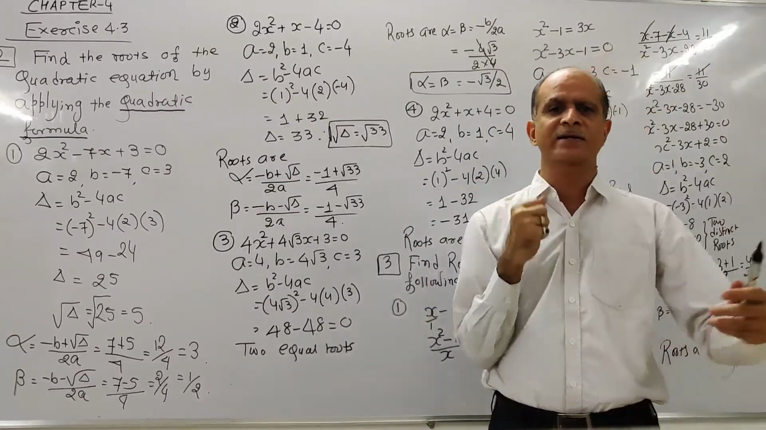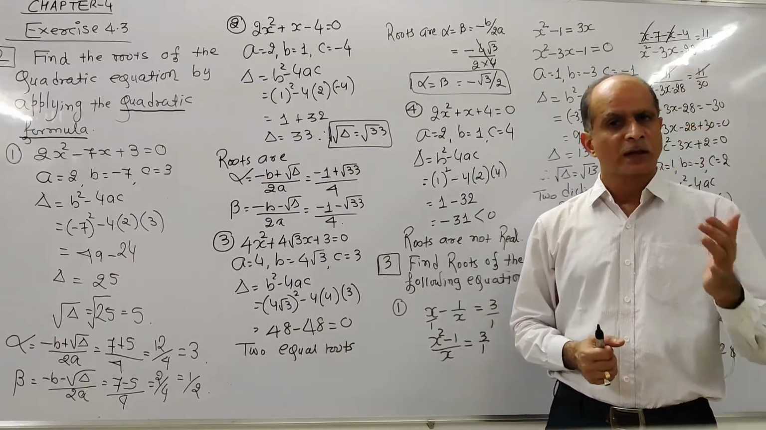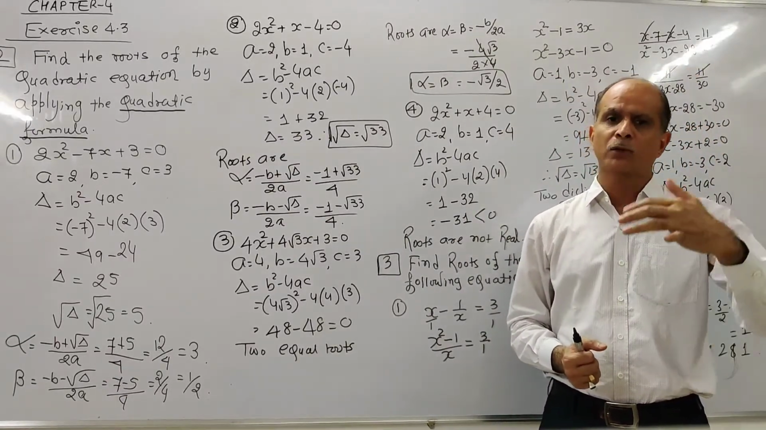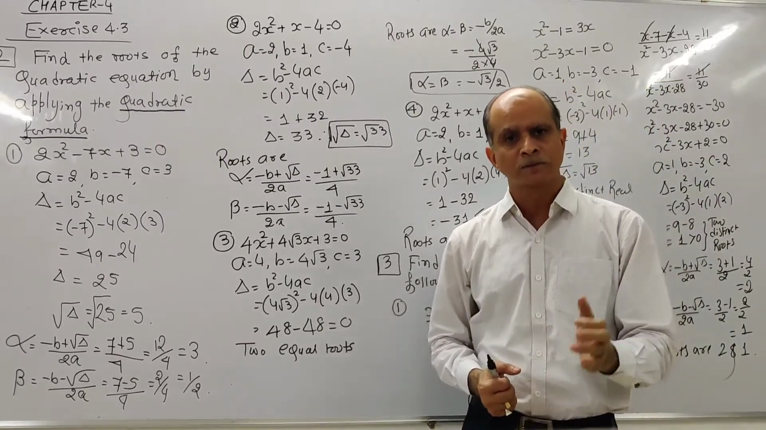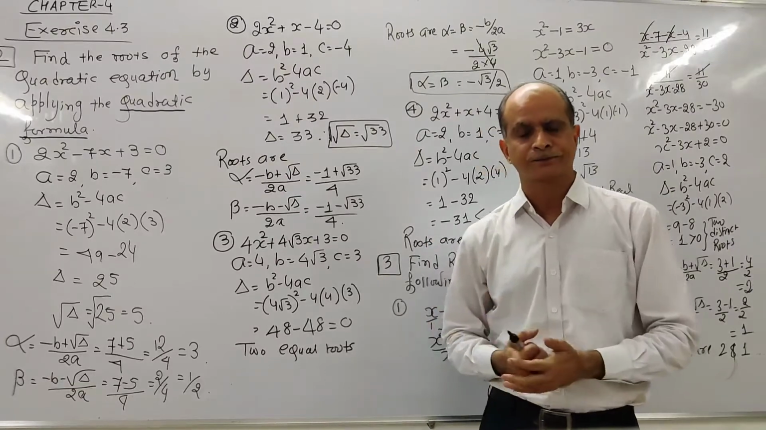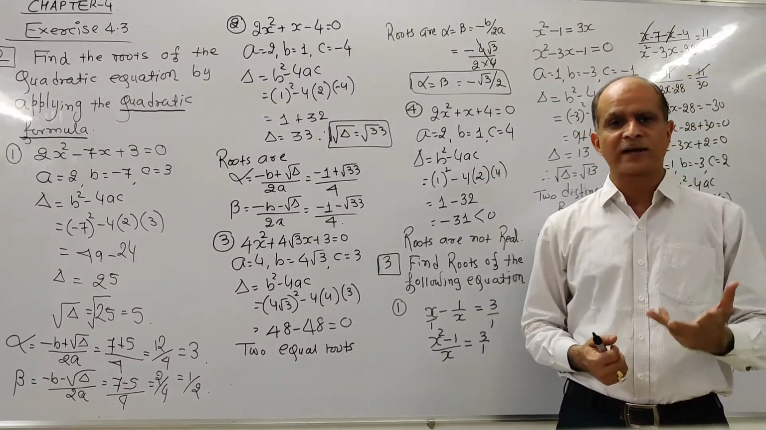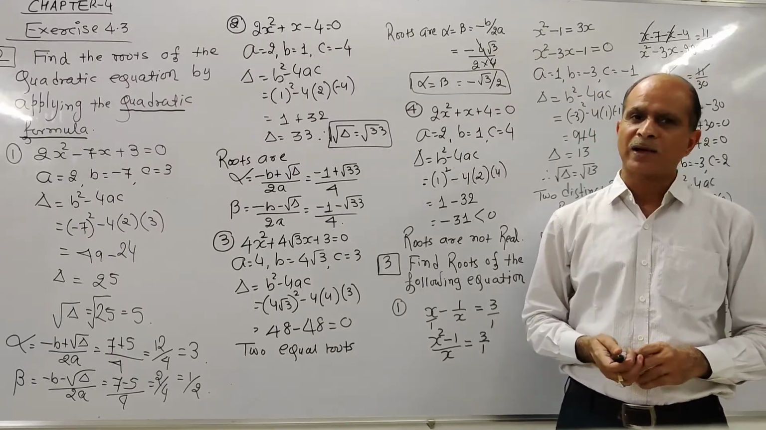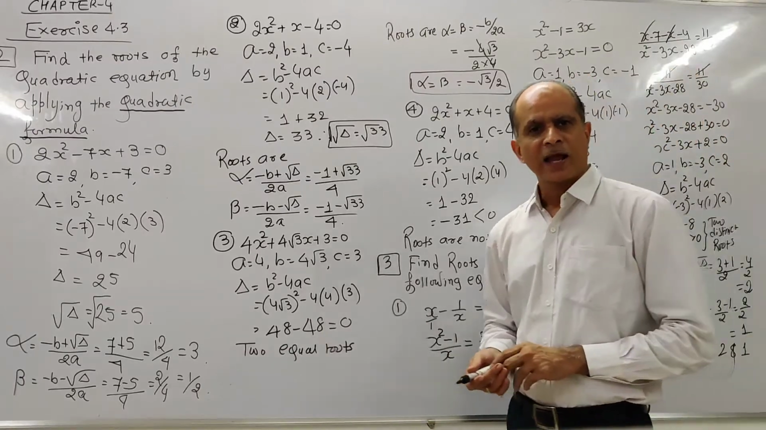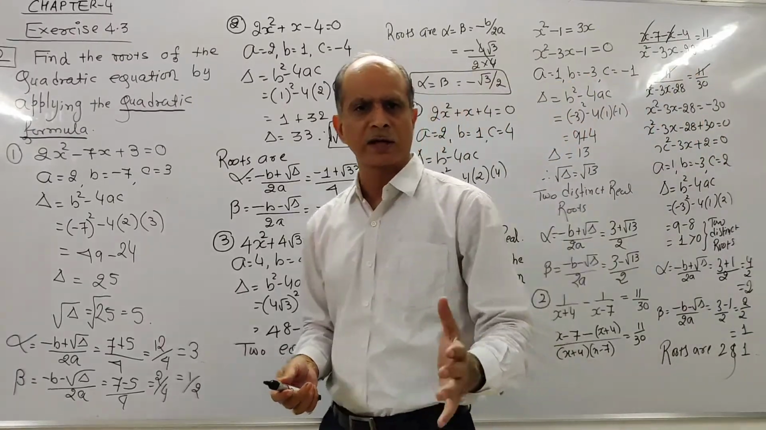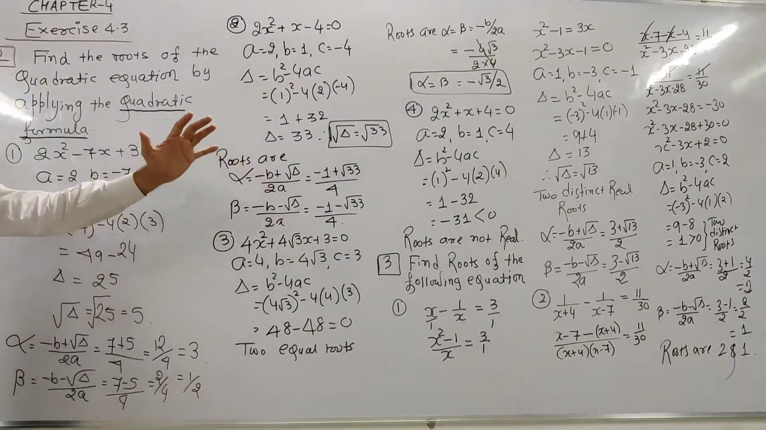We have already studied this. If delta less than 0, no roots. If delta is 0, then 2 equal roots, and the value of the roots alpha and beta is equal to −b/2a. If delta greater than 0, then 2 roots are there, and the roots are alpha is equal to (−b + √delta)/2a and beta is equal to (−b − √delta)/2a. Now let us use this method in these examples.